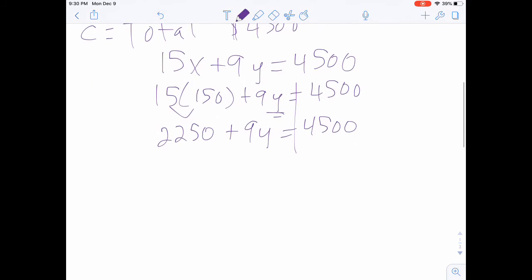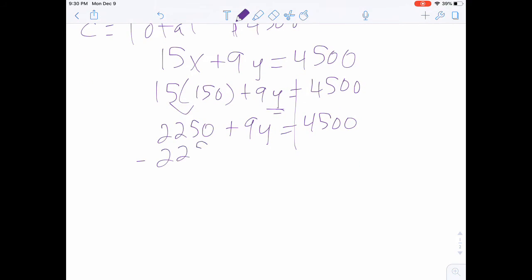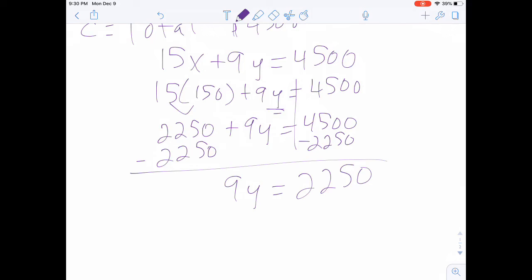Now I'm going to solve for y, so I first subtract 2,250 from both sides, giving me 9y equals 2,250. My last step is to divide by 9, leaving me y equals 250.